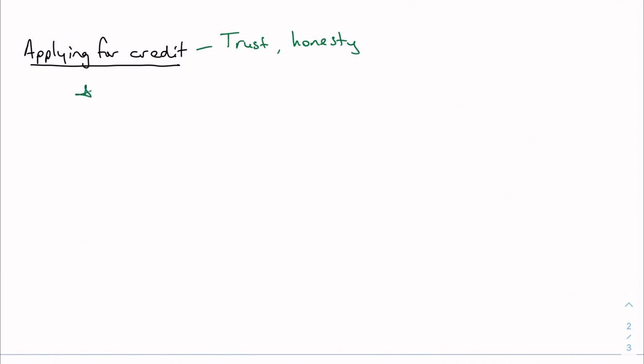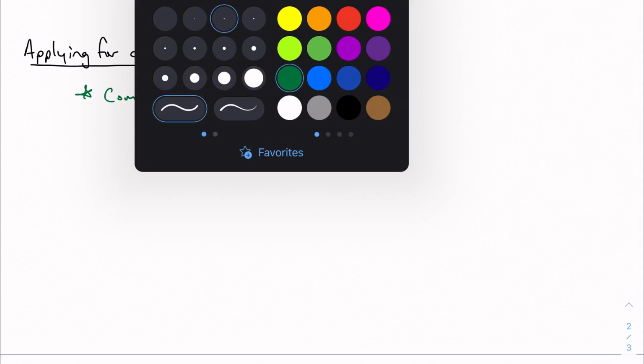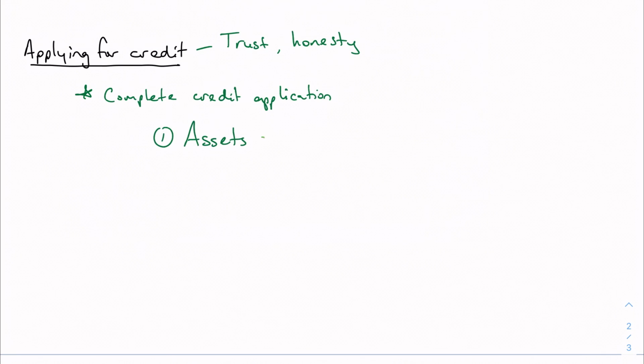And as I just said, you tend to complete some kind of credit application, which basically is your defense for whether you're able to actually get this loan. Broadly speaking, there are 3 big parts here. The first thing is your assets. There's that word again. This is anything that you own and everything you own.